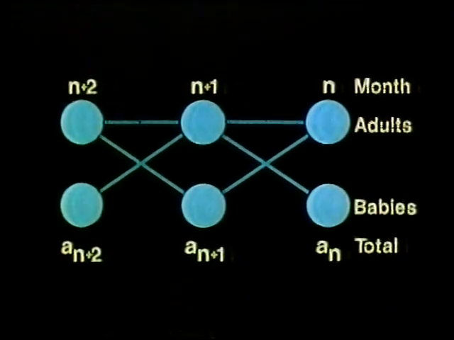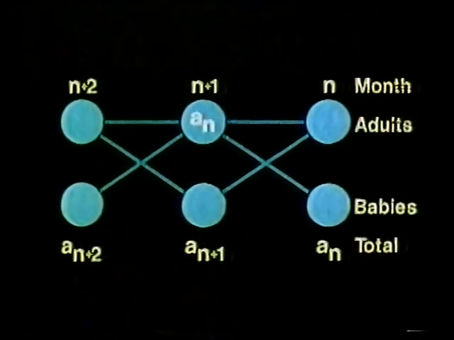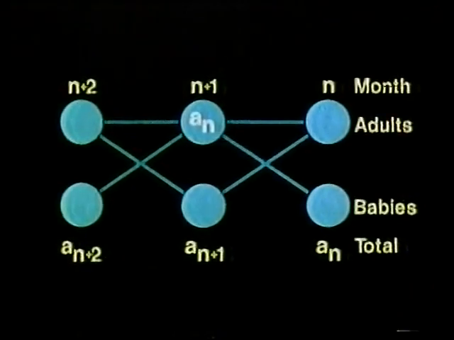From what we know about the process, we can now fill in the numbers of adult and baby pairs. For example, the number of adult pairs in the n plus first month is equal to the total number of rabbit pairs in the previous month. So that's a_n. And similarly, the number of adult pairs in the n plus second month is a_{n+1}. And in the nth month, it's a_{n-1}.